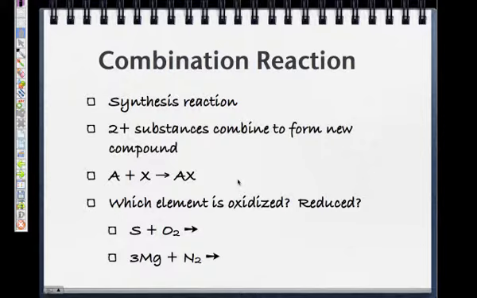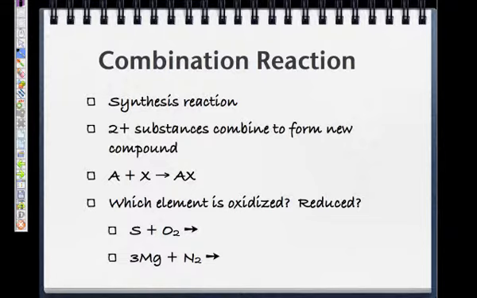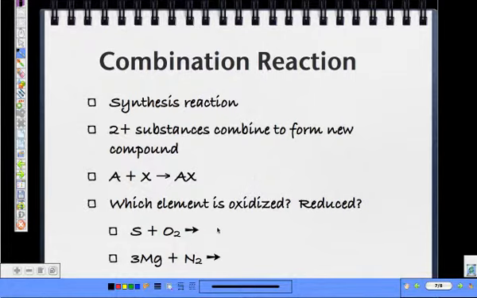So in this synthesis reaction, we already said they have 2 or more substances combining to form another compound. This is just a generalized equation. So let's look at these 2 synthesis reactions. What are we going to get for our product here? Most likely SO2. So now let's look at which one's oxidized, which one's reduced. So what's sulfur's oxidation number here?